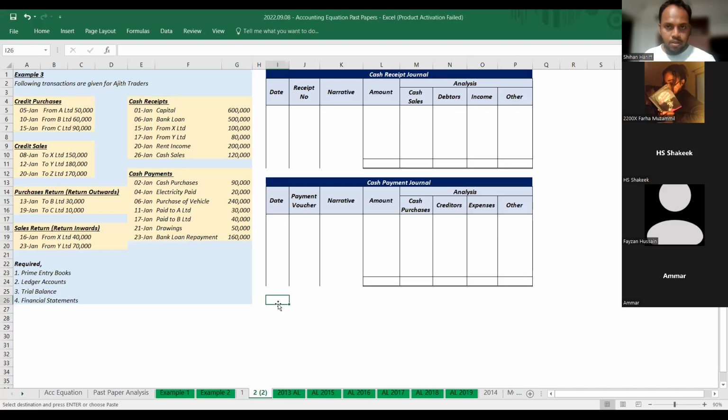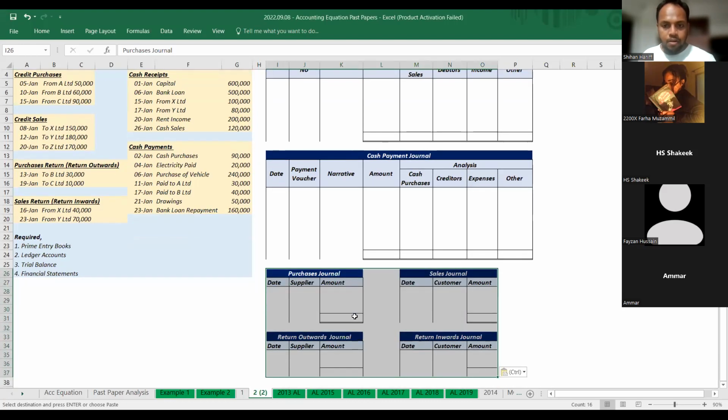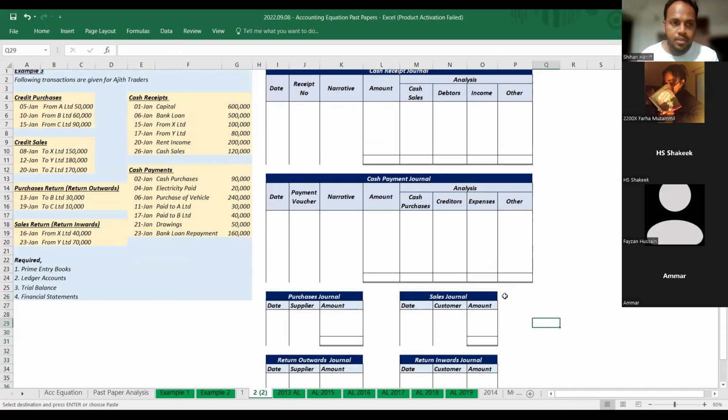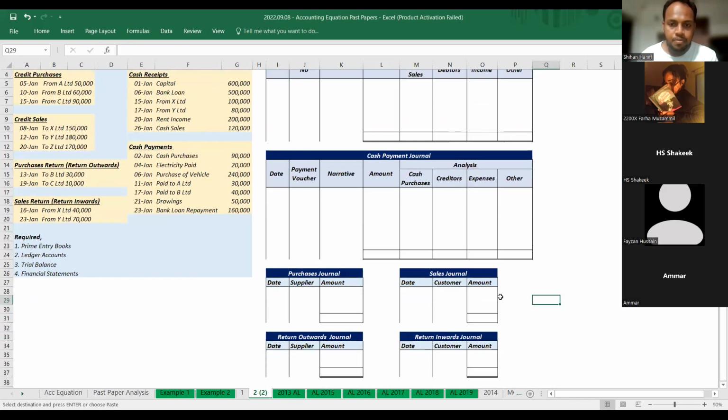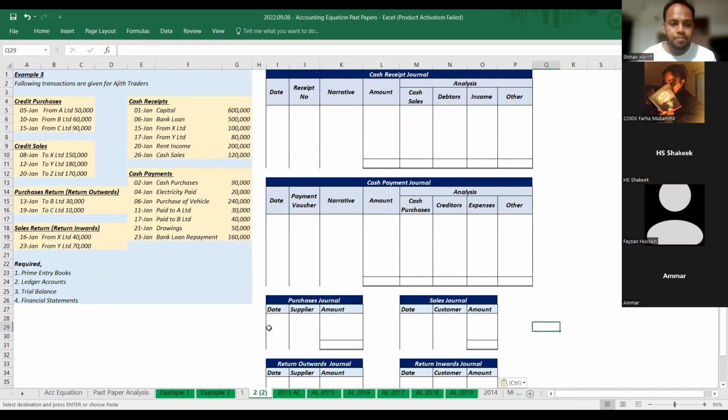Okay. So once you are done with the receipt and payment, you can do the other journals. Return inwards, return outwards, purchases and sales. So this is very simple. Purchases, sales, return outwards, return inwards, cash receipts, cash payments. So this is a very basic format.